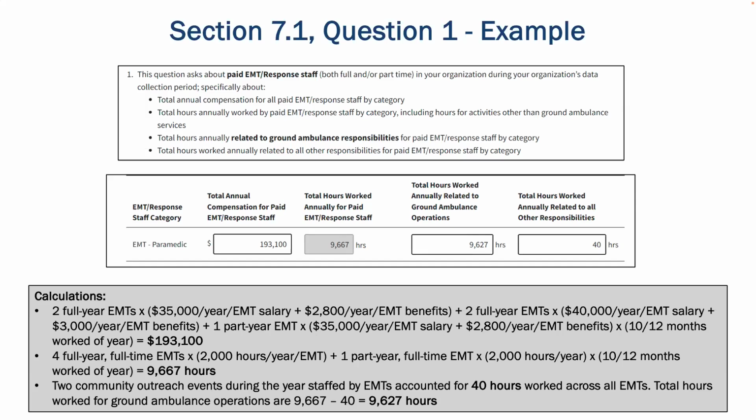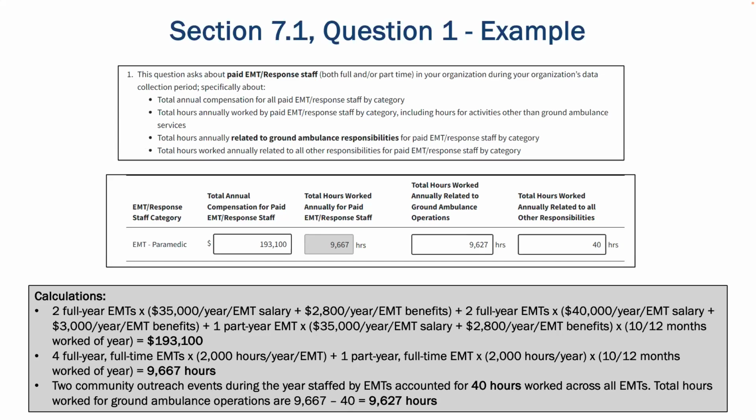In this table, they first input the total compensation across 5 EMT paramedics, including benefits, which totals $193,100. You can see all of our calculations in the gray box below. Note that one of the paramedics that joined on March 1st, 2022, only worked 10 out of the 12 months of the year, and therefore only has 10/12 of his annual salary and benefits included in this cost.